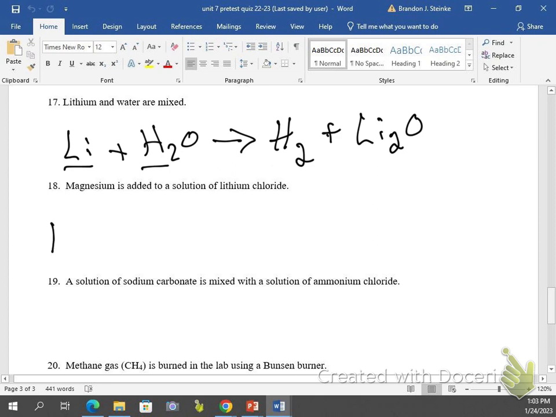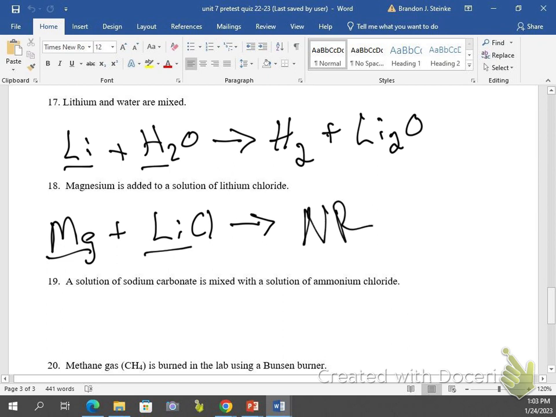The next one, magnesium plus lithium chloride. That's a point for having both of those correct. Then I look, will magnesium bump out lithium? It will not, so I should have had an R. On your test, if you put products here, it will be counted wrong. Some of you did, 1 or 2 of you did, and I crossed it off, but it will be counted off on your test, okay?